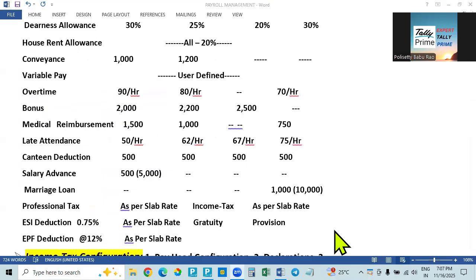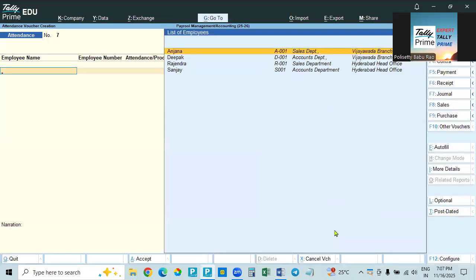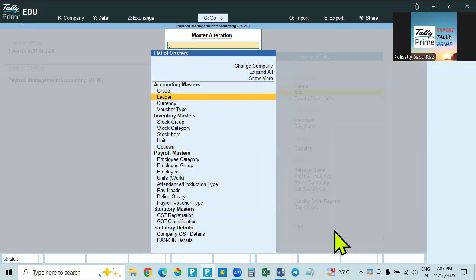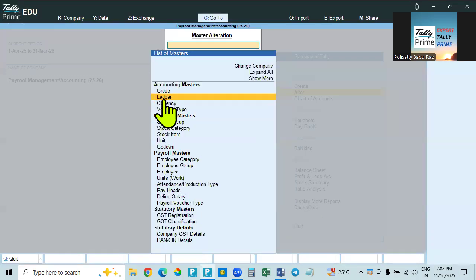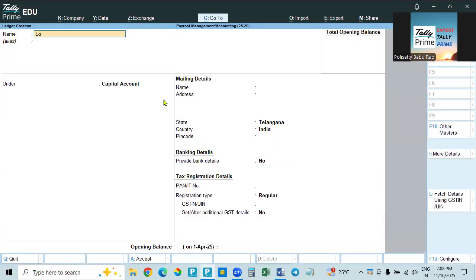That will be shown in Tally, in the voucher section. But before that, we have to create a ledger. For pay head deductions we are creating, but for giving the loan and the salary advance, we have to create a ledger account under loans and advances. So here, you come here. First, you have to create a ledger. Create. What will you create? Loan. We'll get our salary advance.